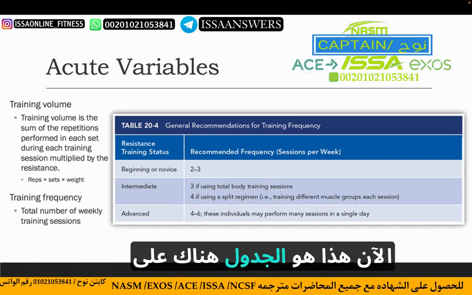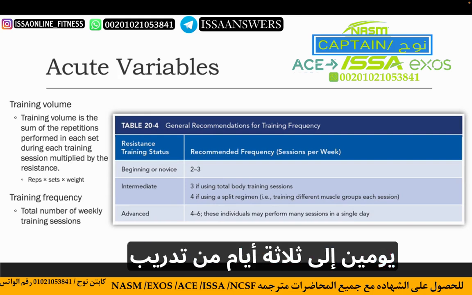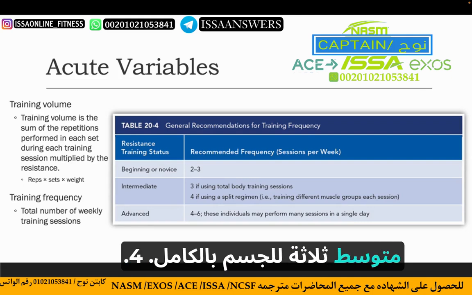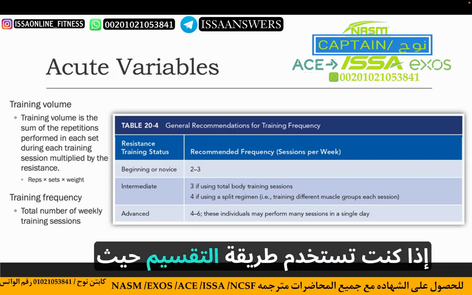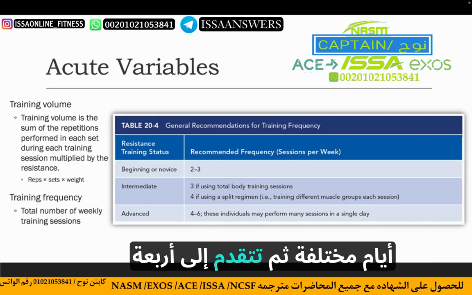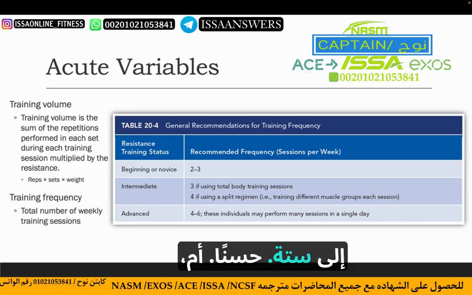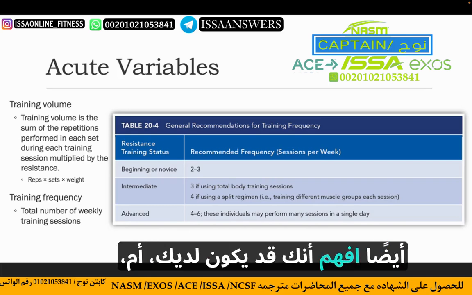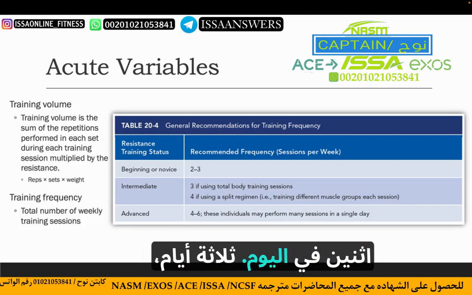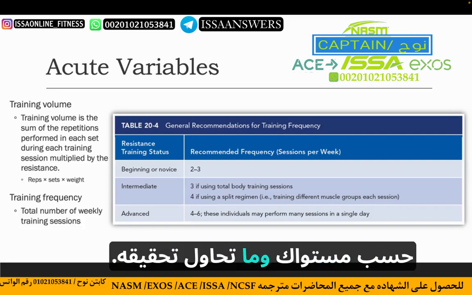Frequency, now that's the chart there on the right, but if you notice a beginner, 2 to 3 days of resistance training, that's pretty standard. Intermediate, 3 for total body, 4 if you're using a split method where you're going to do different muscle groups on different days, and then advanced 4 to 6. Okay. Also understand that you might have more than one session in a day if you're advanced. So like 2 a days, 3 a days, depending upon your level and what you're trying to achieve.